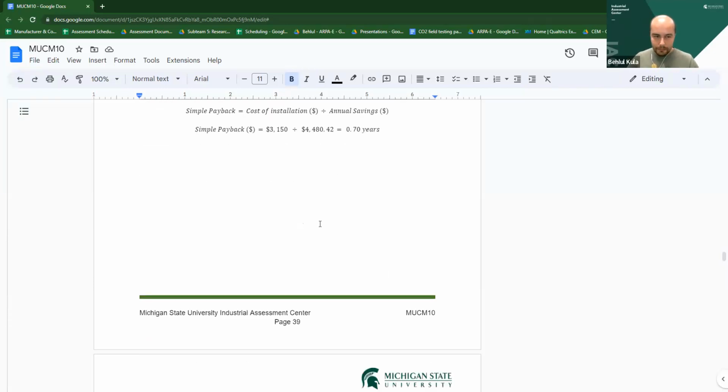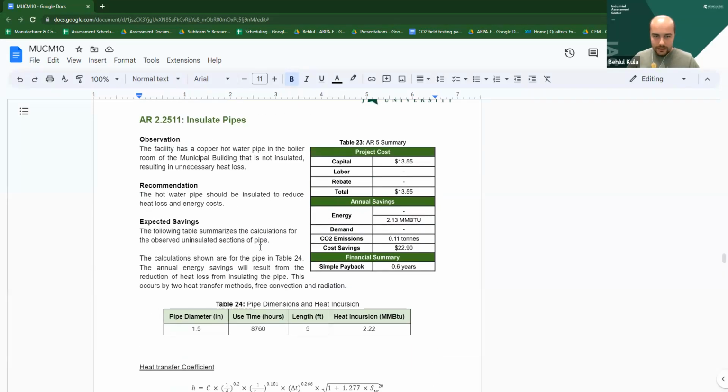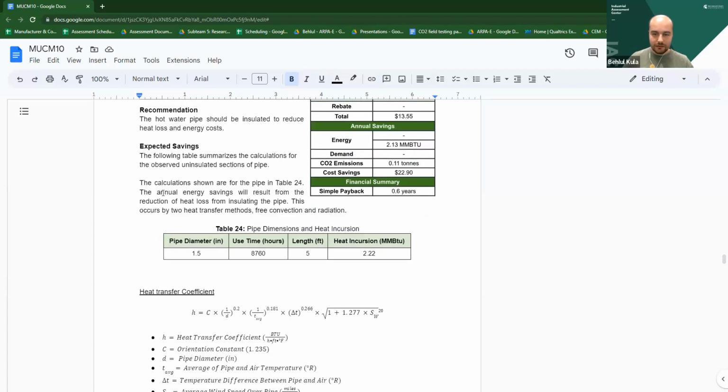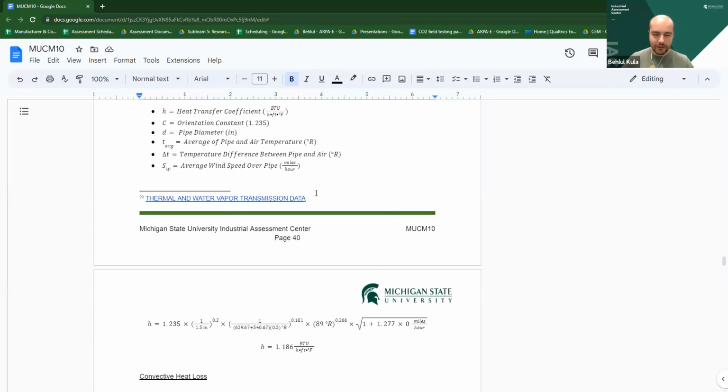The other one is insulating pipes, and here the cost saving is very minimal, actually around $20, but the installation cost is very small. This is about the hot water pipes in the municipal building area. I think it was in the boiler room. So we are just recommending you install insulation around those pipes so that you can save that money. But as I said, it's very minimal.